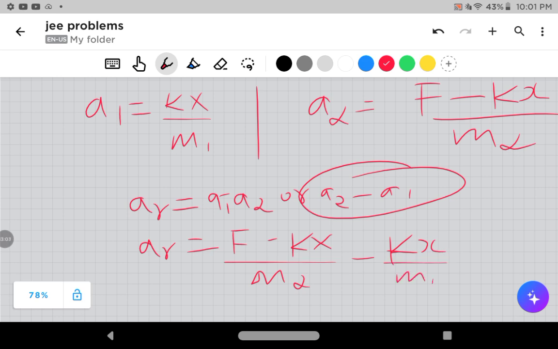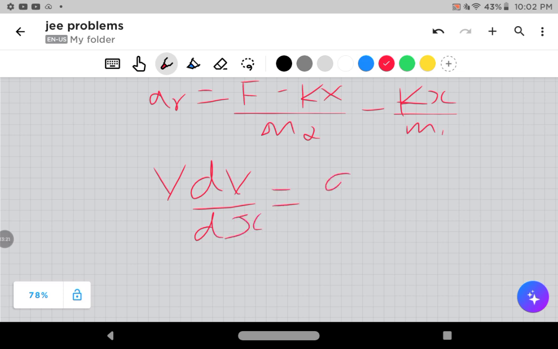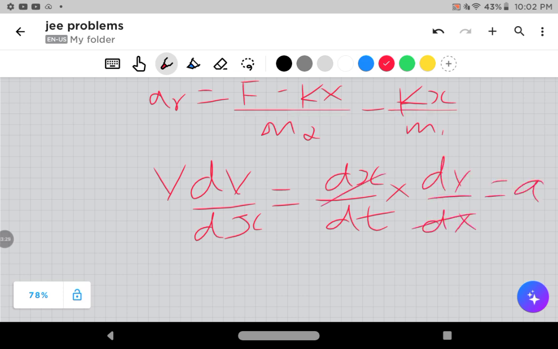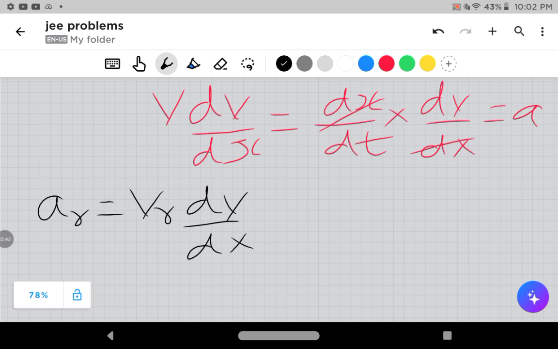Okay, this is clear. Now what next? The next thing is velocity. Velocity: V is dx by dt. What is then dv by dx? The dx cancels, which is equal to a. So I can write AR is equal to VR dVR by dx. Nice.